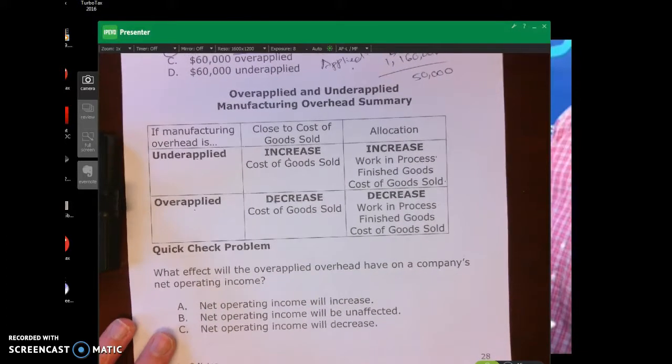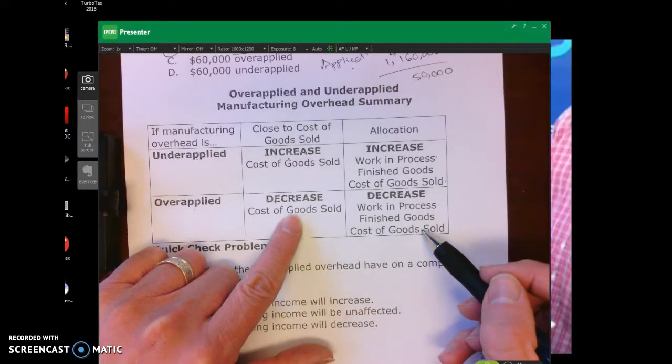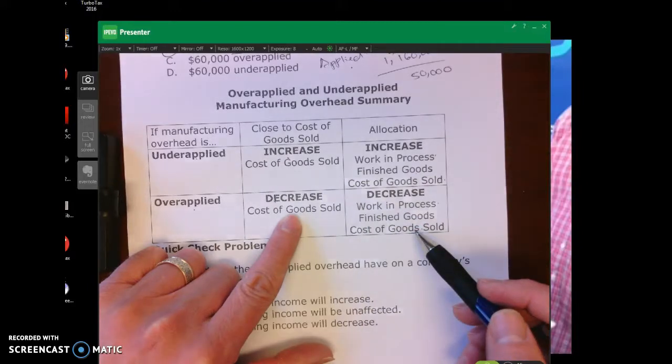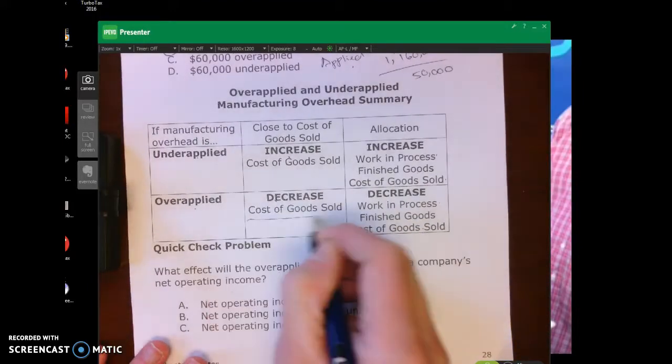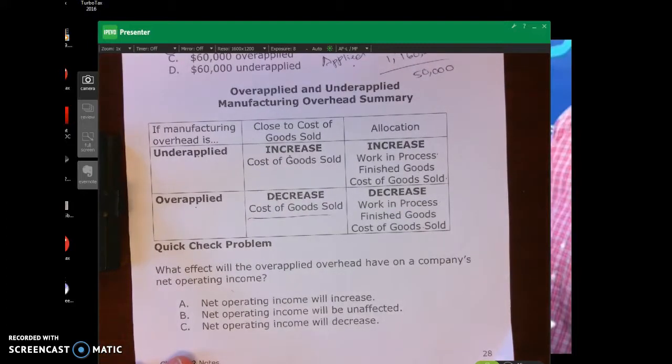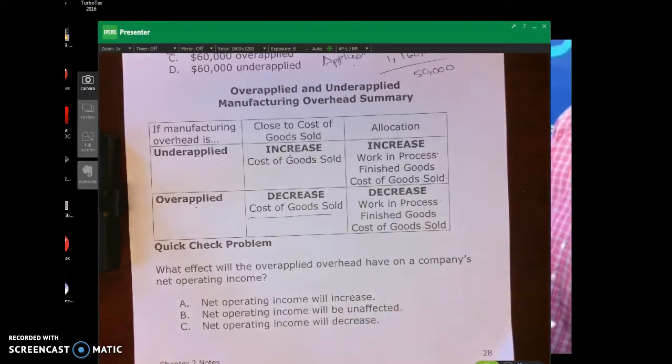This quick check problem says, what effect will overapplied overhead have on a company's net operating income? The overapplied overhead is going to decrease cost of goods sold in either situation. Whether it's closed out to cost of goods sold or prorated, it will still decrease cost of goods sold. It's just that here, it will decrease cost of goods sold more than over here because all of it goes here, and only some of it goes here. Okay, so it's going to decrease cost of goods sold.